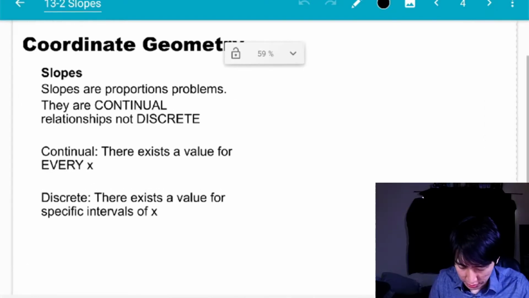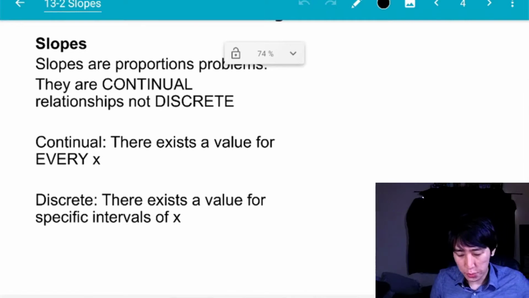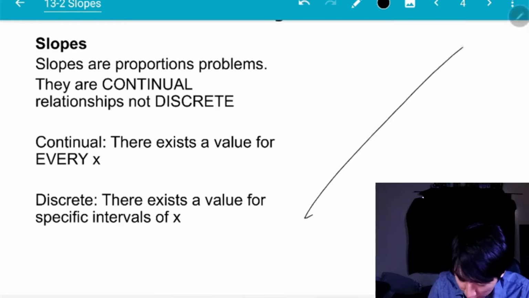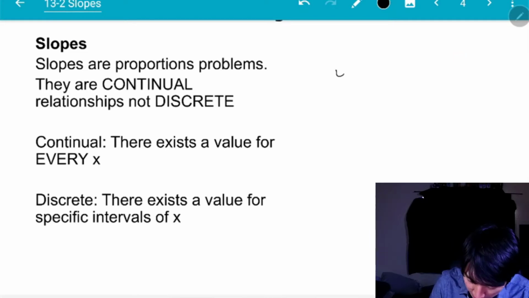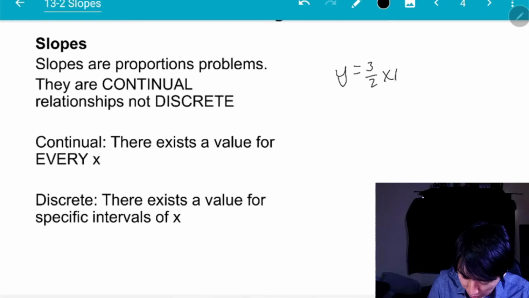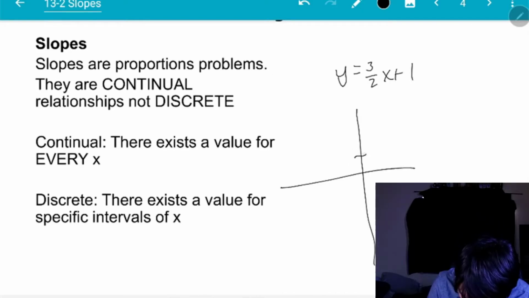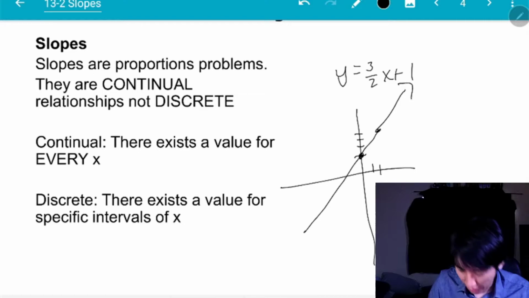All right. So when we're dealing with slopes, slopes are basically all proportion problems. We're saying rise over run, and they're continual, not discrete. What that means is, let's say you're given something like this: y equals 3 over 2 x plus 1, and I asked you to graph this. And then you guys went up 1. Then from here you said we're rising 3 and we're running 2. And then this is my line over here.